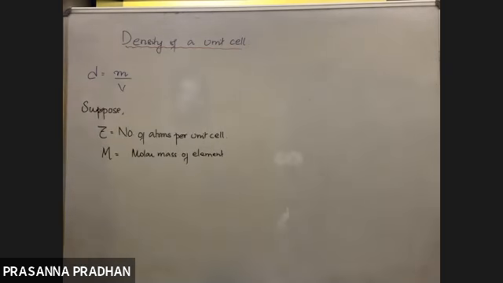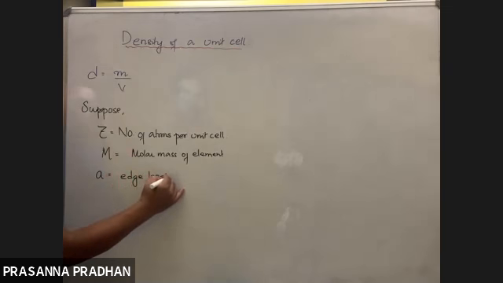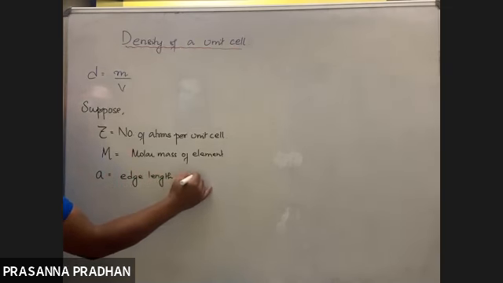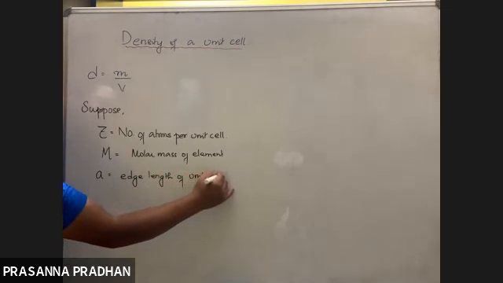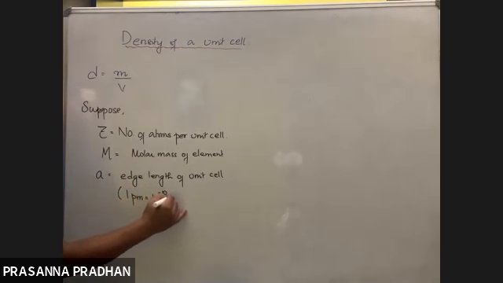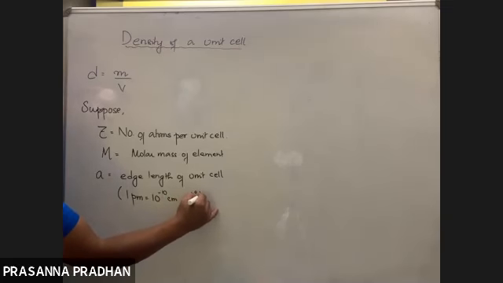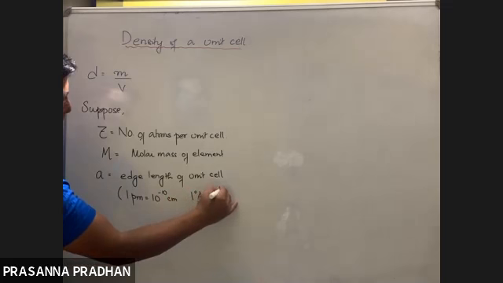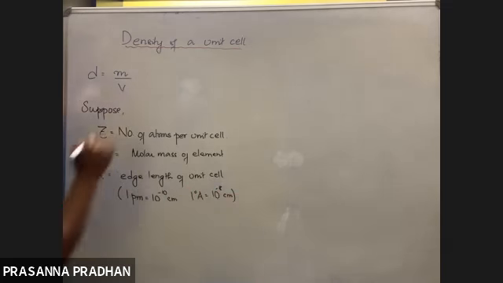And suppose A denotes the edge length of the unit cell, and these edge lengths are normally expressed in picometer, where 1 picometer equals 10 to the power minus 10 centimeter, or in Angstrom, where 1 Angstrom is equal to 10 to the power minus 8 centimeter.